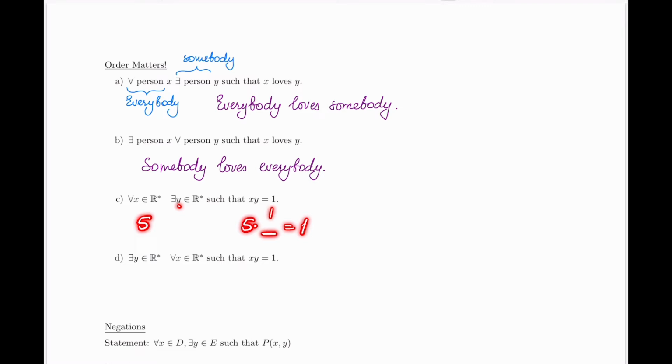Well, for 5, it's going to be 1/5. But it says that that can happen for any single x that you pick. So if you pick, let's say, 17, I will still be able to find y, so that together with your x, the product will be 1. And you already can see a pattern. Indeed, what this statement is saying is that multiplicative inverses exist for all non-zero numbers.